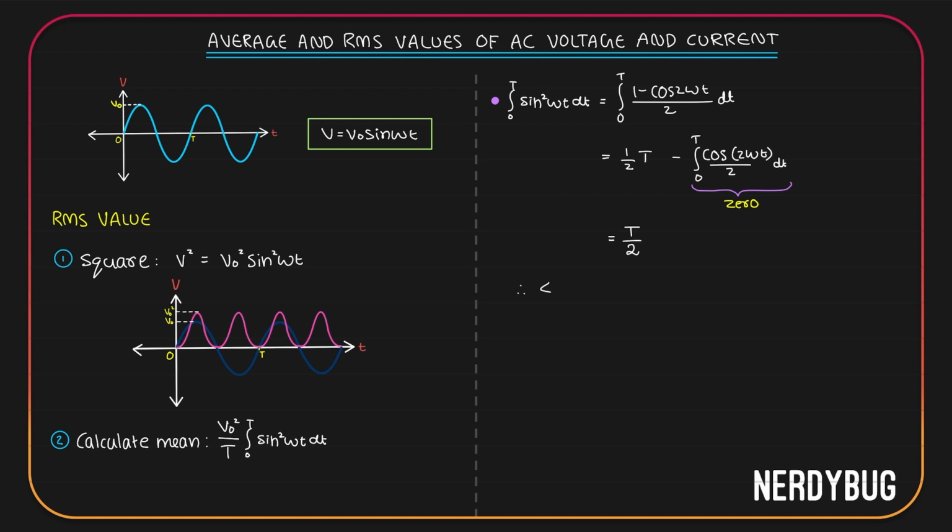So we get the mean value of v square. It is v naught square by t multiplied by t by 2. T and t get cancelled. We get v naught square divided by 2.